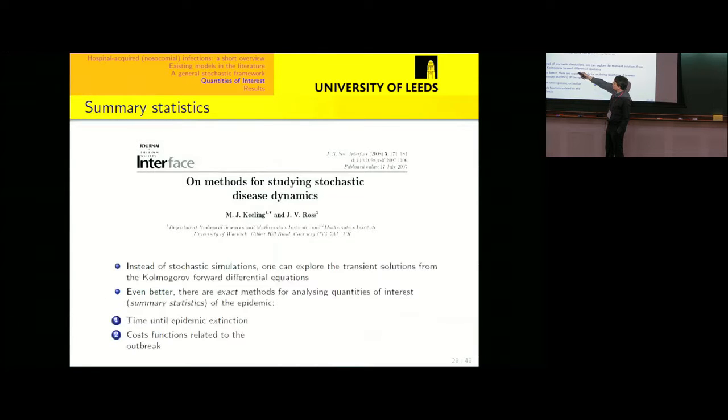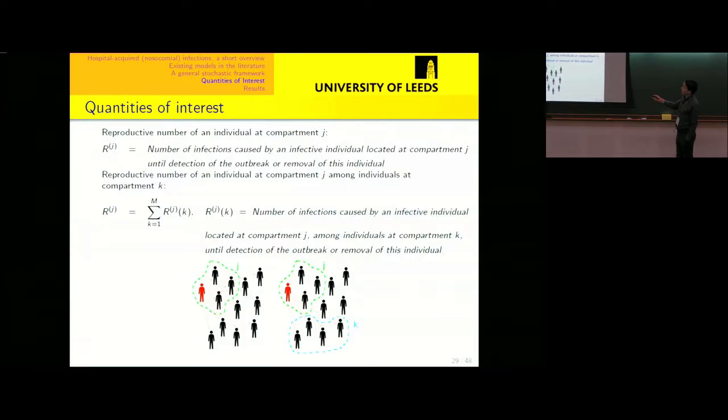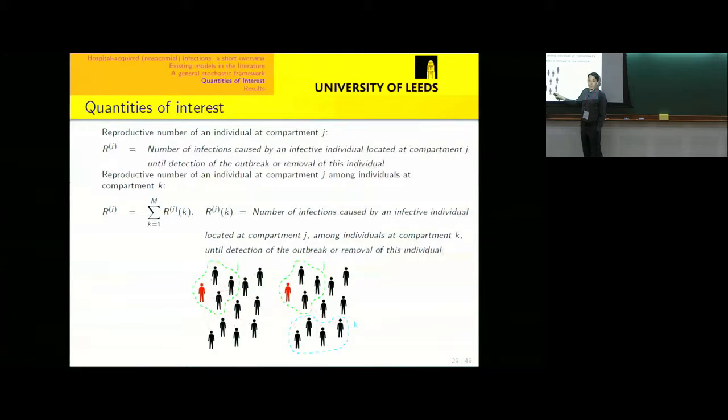So I can actually define Rj as the sum of Rjk for different values of k, where Rjk is the number of infections caused by an infective individual located at compartment J among individuals at compartment K. This is going to be helpful because if I am able to compute this number, or the distribution of this random variable, or the mean, or whatever, that is going to start to tell me the routes of infection. It's going to tell me if this individual is dangerous because he's infecting people in this compartment or in this other compartment or so on. So now this reproduction number helps with this first objective of analyzing the routes of infection in your epidemic.